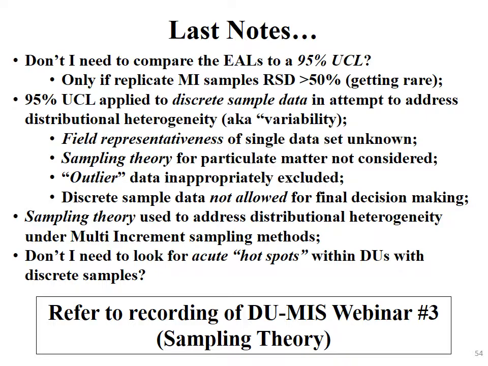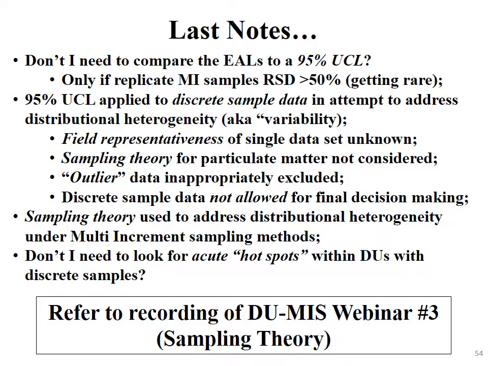For multi-increment sample data, as we discussed in one of the webinars, I think webinar number 3 for our DU MIS webinar series, under MI sampling approaches, we use sampling theory to address variability. It's been used in mining and farming for years, decades. Under sampling theory, to address variability, you collect a really big sample, and there's an equation you use to calculate the actual mass of sample you need to collect based on concentration, particle size, and such. For soil, if you're looking at ppm level contaminants, you need to collect at least 1 to 2 kilograms of soil. That's in our guidance.